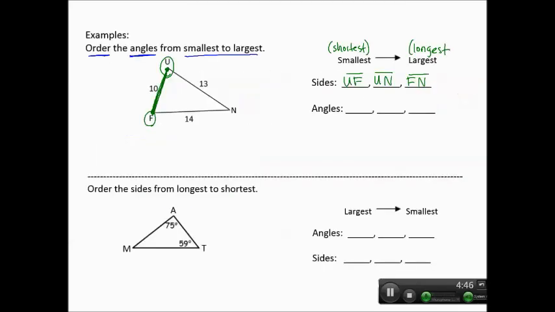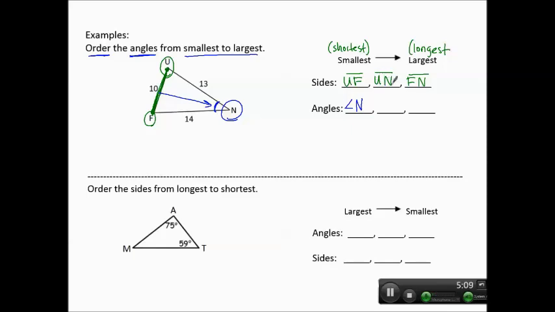So back to our problem, if UF makes the side that is the shortest, then the smallest angle will be across from that, using a letter that's completely different from what we've used for the side. So angle N has to be the smallest angle.